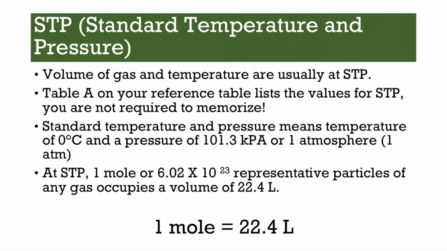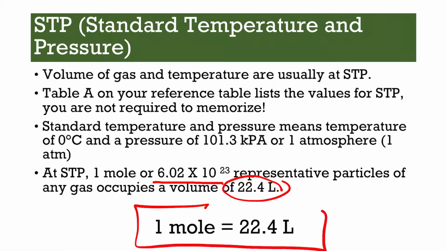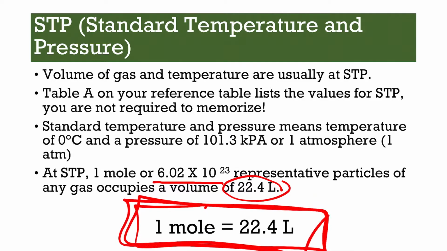So, using all of this, at STP, 1 mole, or 6.02 times 10 to the 23 particles, occupies 22.4 liters. So this is what you need to know. 1 mole is 22.4 liters. And so that is our conversion factor that we're going to be using.